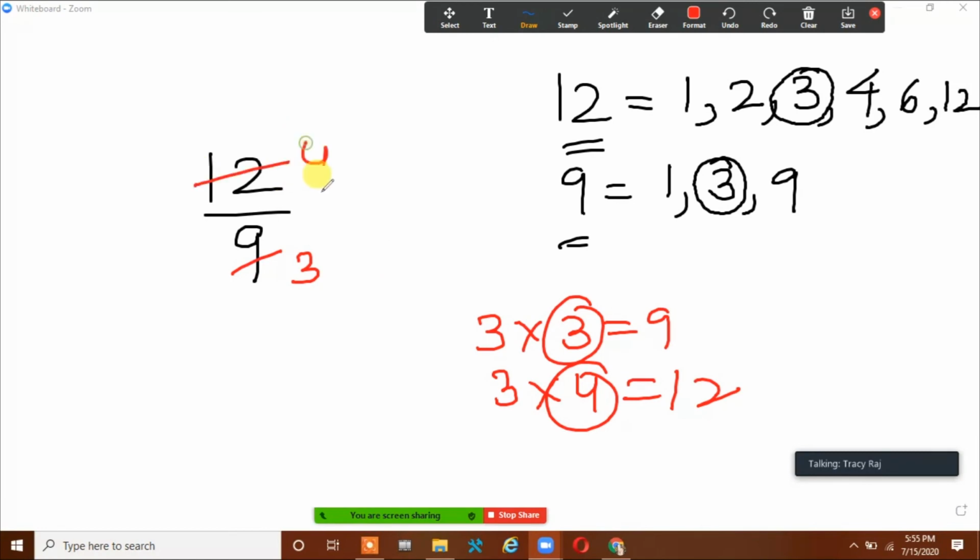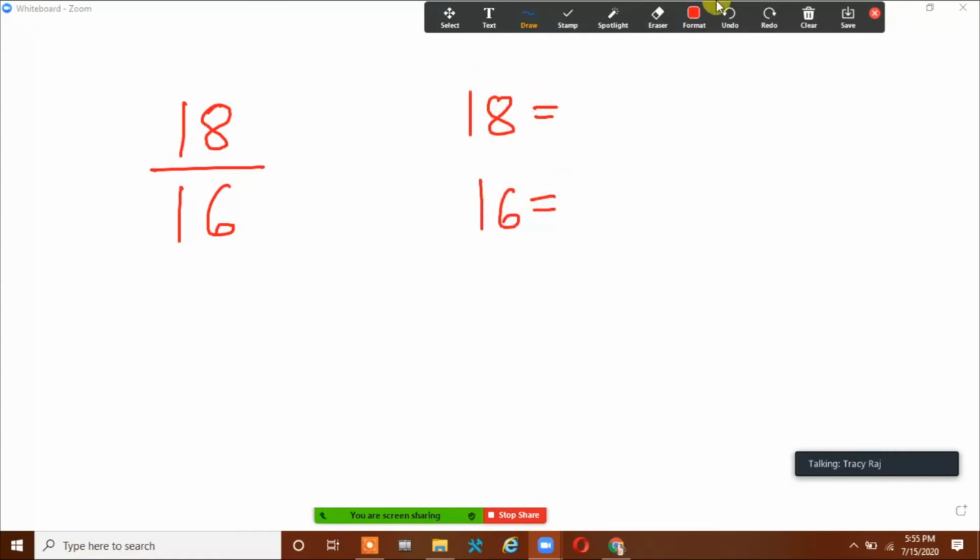Like you have 18 and 16. First you write the factors of 18. With practice it will become very easy, but in the beginning if you are just learning, do it like this. 18 comes in the table of 1, 2, 3 6s are 18, not in the 4 table, not in the 5 table. Then 6 3s are 18, not 7, 8, 9, 9 2s are 18. Then 18 ones are 18.